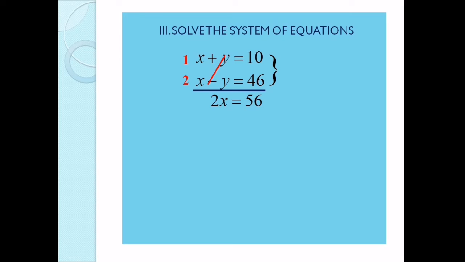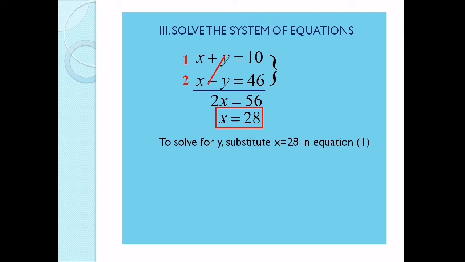Then, we need to divide both sides by 2 by applying the multiplication property of equality. 56 divided by 2, x equals 28. Therefore, the larger number is 28. To solve for y, we need to substitute x equals 28 in equation 1. So our equation 1 is x plus y equals 10. We just substitute the value of x, that is 28 plus y equals 10.